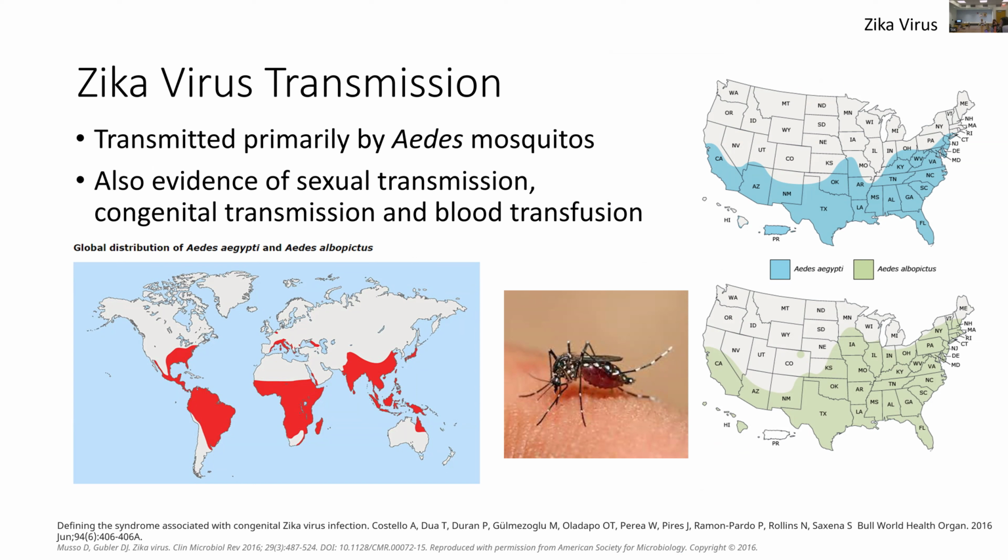On the graph and the map on the left, you can see the distribution of the Aedes mosquitoes across the world, so found pretty much globally. And then on the right, you can see where Aedes is found within the United States, and it is found here in Philadelphia. And in the middle, you can see a picture of the Aedes mosquito. So it can be a problem here.